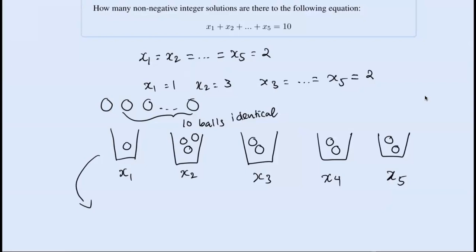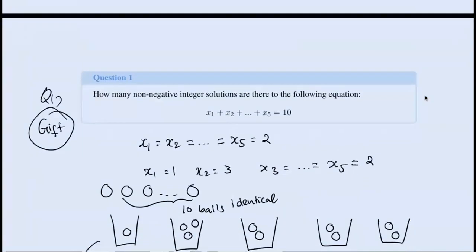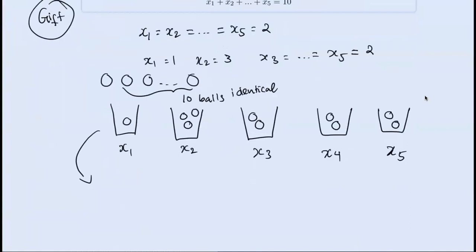I don't know if you realize that, but this is very similar to the gift problem that we did last time. I believe it was question 1 on Monday's tutorial as well. So here we want to distribute 10 balls into 5 bins. How can we represent that? Instead of drawing the 5 bins, we can use dividers to represent each bin, right?